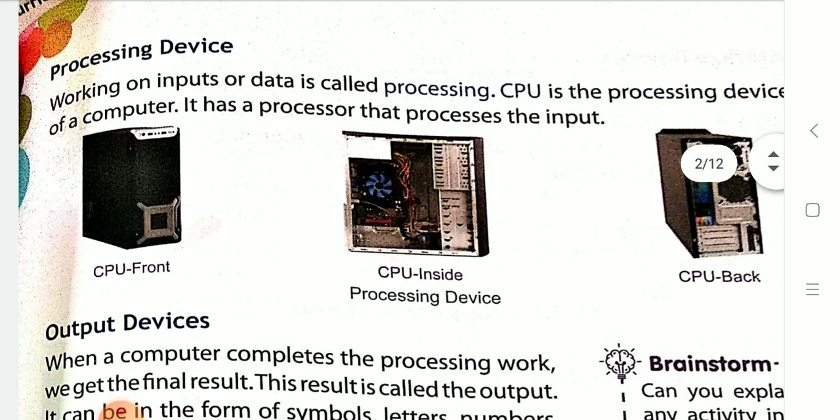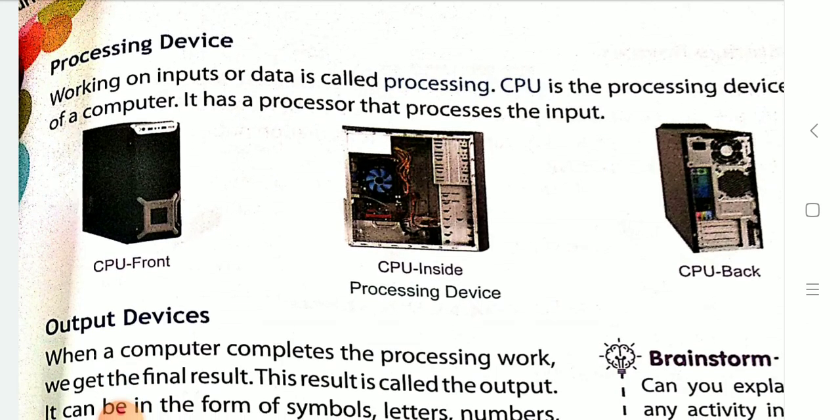Now we learn about processing device. Do you know what is processing? I gave you in the first lecture input, processing and output. I give the example 1 plus 2. 1 plus 2 is equal to 3. So 1 plus 2 is our input. Then the computer starts the process: 1 plus 2 is our process, and the 3 is our output.